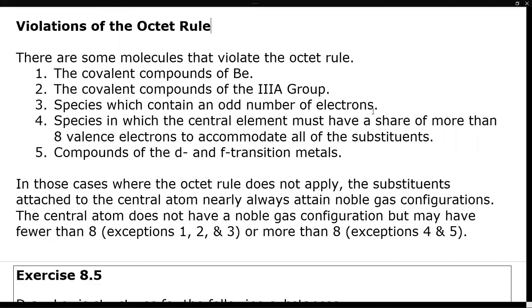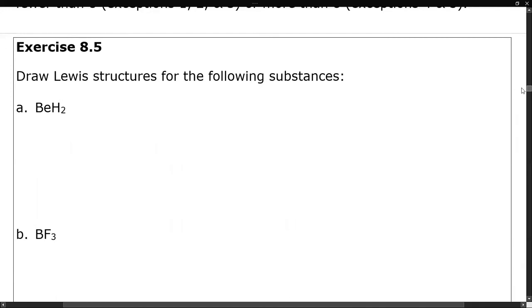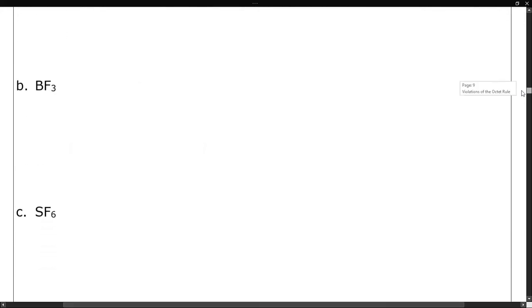There are some compounds of the d and f transition metals. You may talk a little bit about that in Chem 111 or the next course, but we're not going to focus on that here. So in the cases where the octet rule doesn't apply, you can have some that have fewer than 8, rules 1, 2, and 3, and more than 8, which is 4 and 5. So what we want to do is look at a few substances that have too few electrons, in our case the beryllium and the boron, and then a couple that have too many, the sulfur hexafluoride and the xenon tetrafluoride.